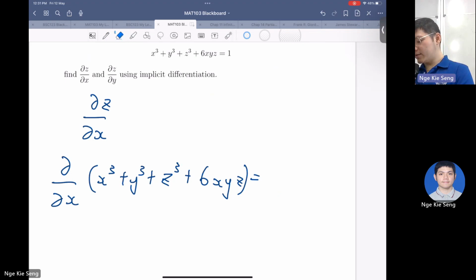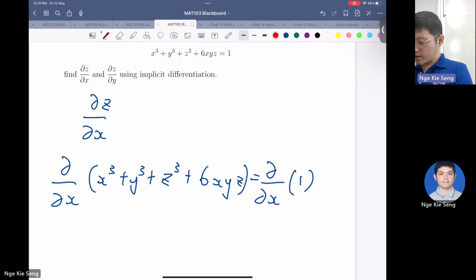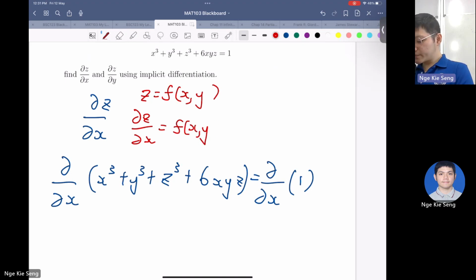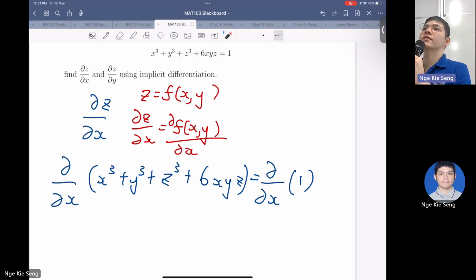Because in principle, you want to write z equals something in terms of x and y, and then you do differentiation. But in this case, you have this z cubed. Sometimes it's hard to factorize the z out. So we can do implicit differentiation to get what we want.